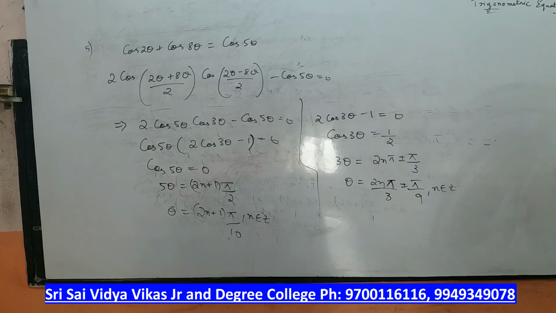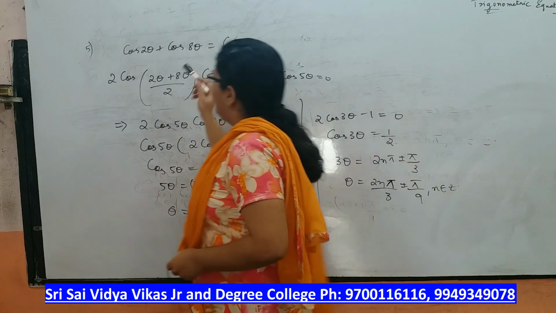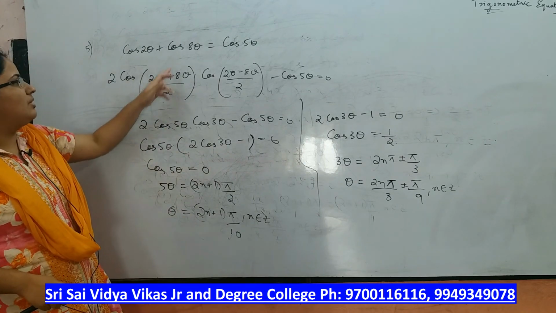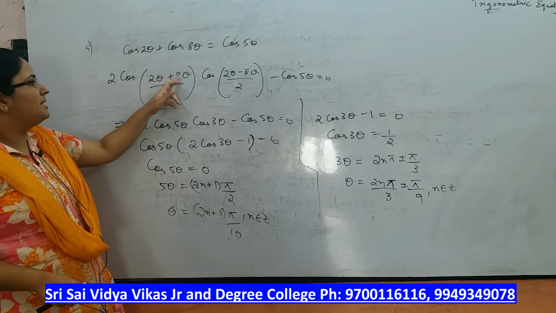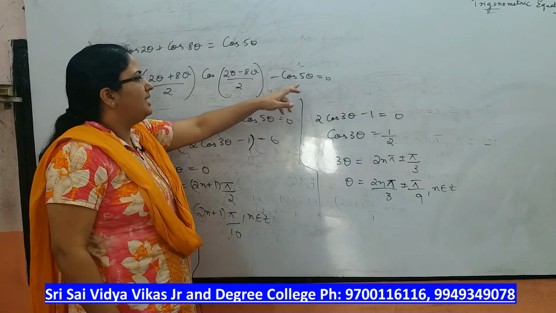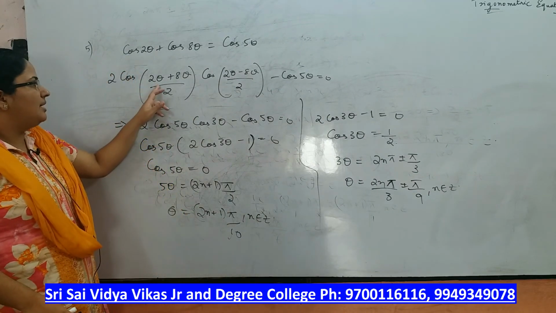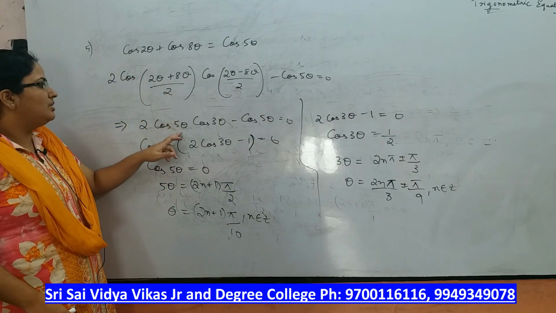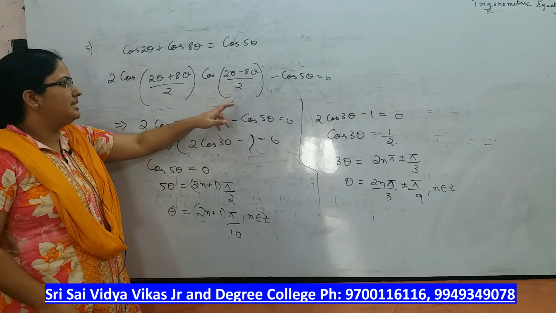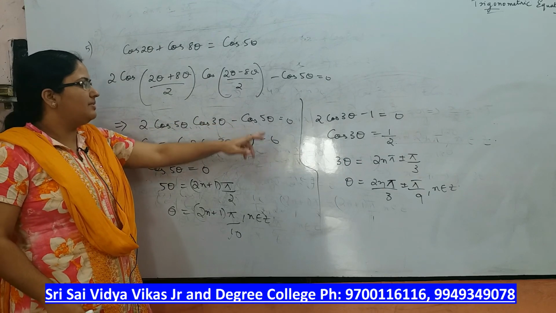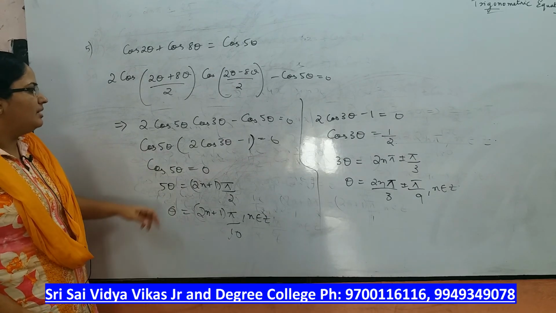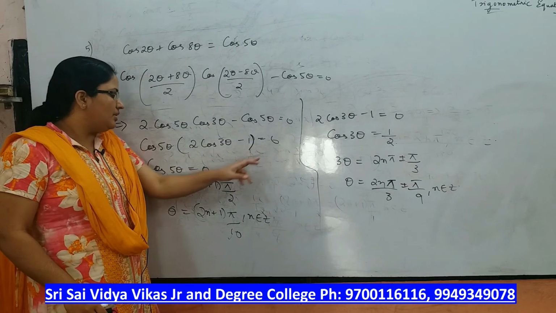Now next problem: cos 2 theta plus cos 8 theta is equal to cos 5 theta. Cos plus cos is 2 cos cos: 2 cos((2 theta plus 8 theta)/2) cos((2 theta minus 8 theta)/2) minus cos 5 theta is equal to 0. 2 theta plus 8 theta is 10 theta, by 2 is 5 theta. 2 theta minus 8 theta is minus 6 theta, by 2 is 3 theta. Minus cos 5 theta is equal to 0. Take cos 5 theta out, you have 2 cos 3 theta minus 1 is equal to 0.